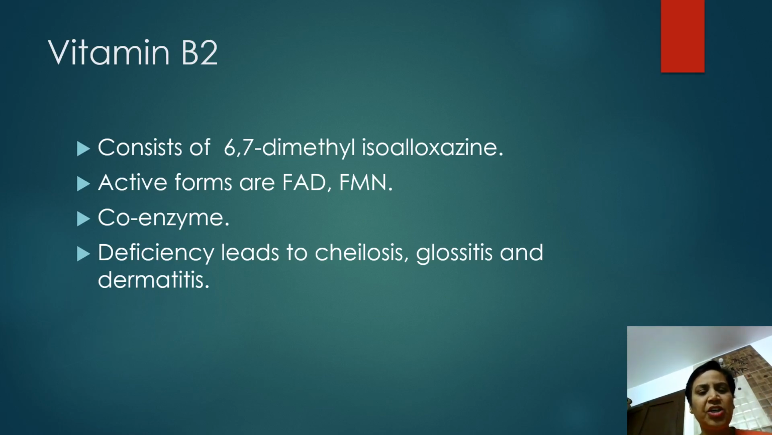Now, in my previous session, I had started with different water soluble vitamins and I had discussed vitamin B1. The active form of vitamin B1 is thiamine pyrophosphate. The next vitamin which I am going to take is vitamin B2. Now, vitamin B2 is also known as riboflavin.